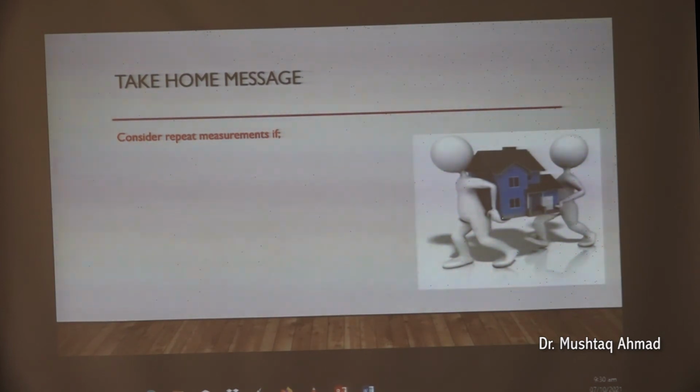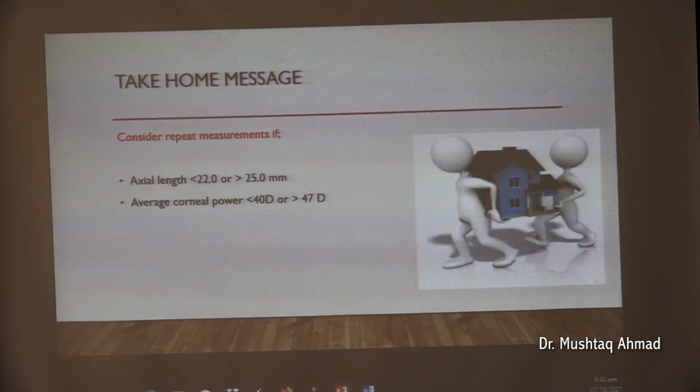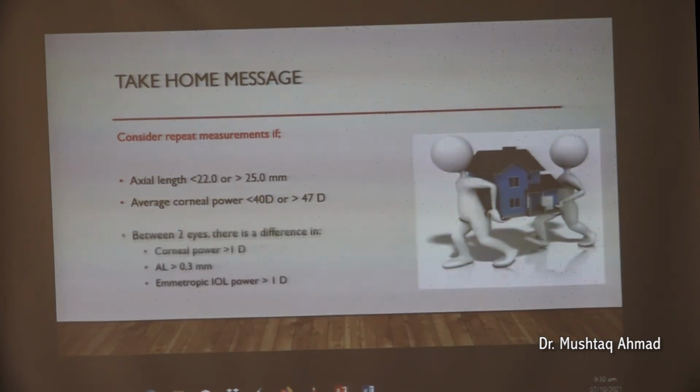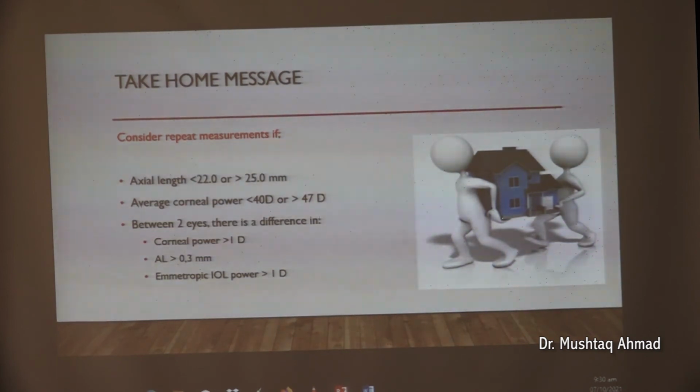Take home messages. This is the last slide. Consider repeat measurement if axial length is less than 22 or more than 25 millimeters. Average corneal power less than 40 or more than 47 diopters. If between two eyes there is a difference in corneal power of more than 1 diopter, you repeat it. Axial length difference of more than 0.3 millimeter, you repeat it. Ametropic IOL power difference of more than 1 diopter. So this is very important. You take the clue from the other eye if you have done a surgery previously.